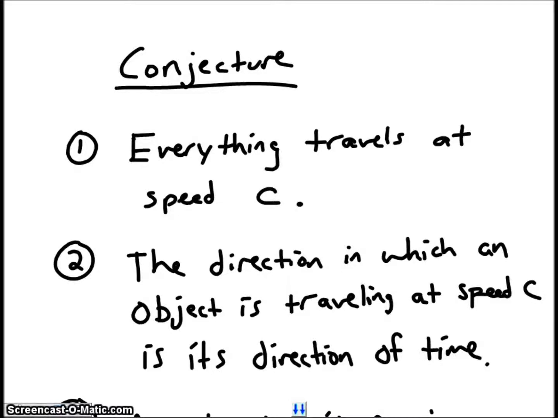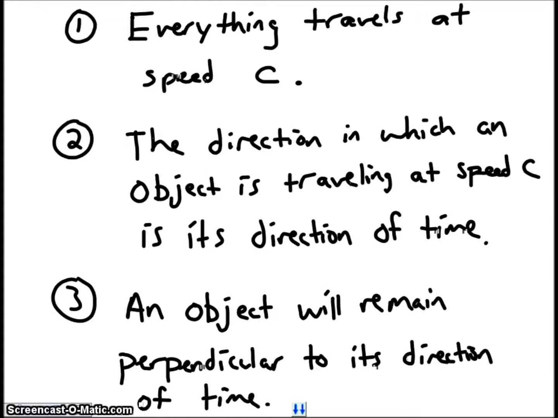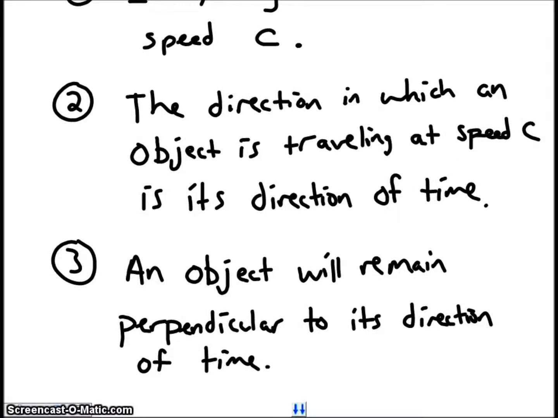Okay, so here's my conjecture. 1. Everything travels at speed c. 2. The direction in which an object is traveling at speed c is its direction of time. And 3. An object will remain perpendicular to its direction of time. I will demonstrate to you that there is evidence supporting this conjecture.